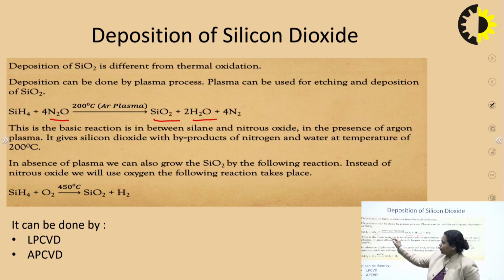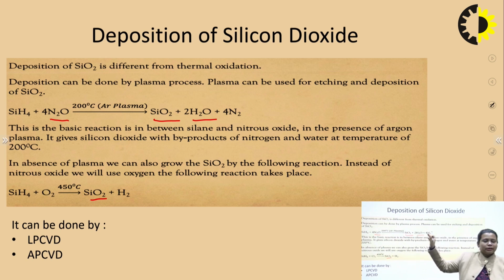Suppose nitrous oxide is not present. In the absence of nitrous oxide, we can get SiO2 by just reacting silane with oxygen. So we are reacting silane with oxygen at 450 degrees Celsius, and we are getting SiO2 plus H2O. This can be done using LPCVD and APCVD, right?